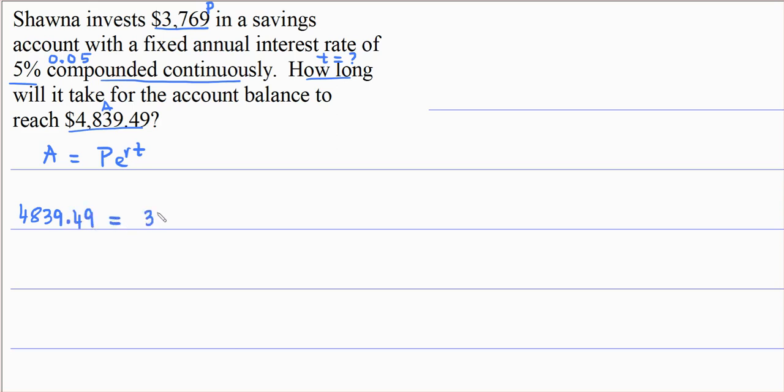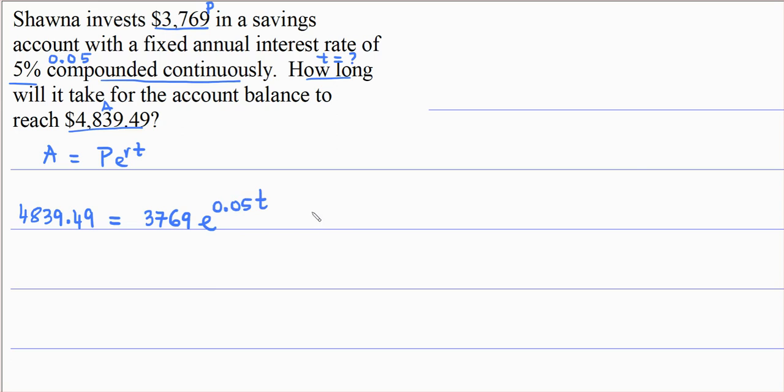P is 3,769. E is just an irrational number. R is 0.05, and we don't know T. So we want to find T.